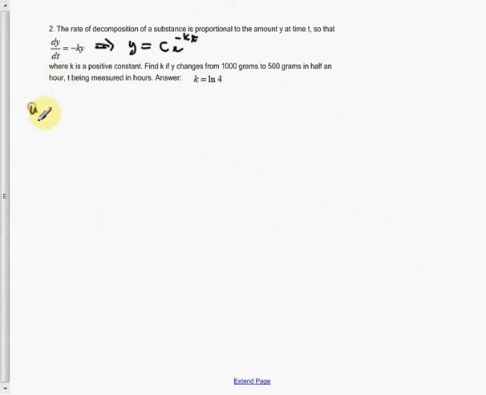Okay. So here we have y is equal to c times e to the negative kt. So let's look at the problem. It says find k, so find the constant, if y changes from 1,000 grams to 500 grams in a half an hour. So here we have y is equal to 1,000 grams when t is equal to 0. And then we have y is equal to 500 grams when t is 1/2 hour.